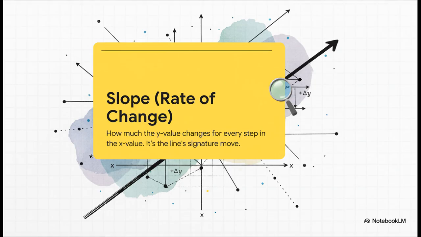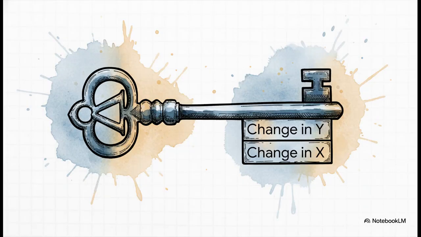Slope is just a number. That's it. It tells us how much the y value goes up or down every single time the x value takes one step forward. It's basically the line's signature move. And this right here, this is our master key. All we have to do is find the change in that y column and divide it by the change in the x column. That's it. That is the entire formula.